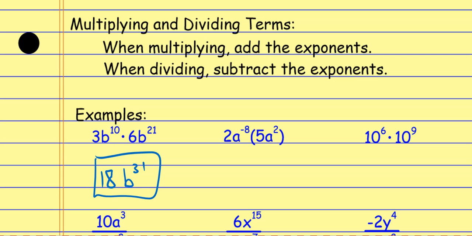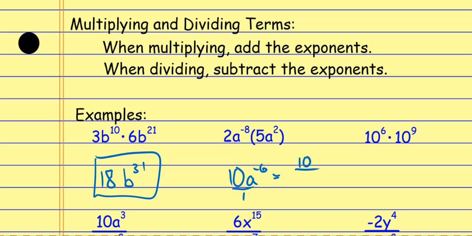When I'm multiplying, even though the operation is multiplication, the exponents do something special. They get added, all right? Same thing here. This is multiplication. 2 times 5 is a 10. But now the a values, when I multiply, I add the exponents. That's a to the negative 6th. But then, of course, I can also take care of that negative exponent.